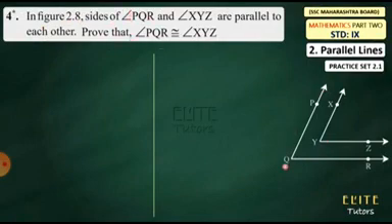The sides of angle PQR and angle XYZ are parallel to each other. That means the two sides of this angle, XY and YZ, and PQ and QR are parallel: PQ is parallel to XY and QR is parallel to YZ. Prove that angle PQR is congruent to angle XYZ. That means PQR and XYZ are congruent to each other.